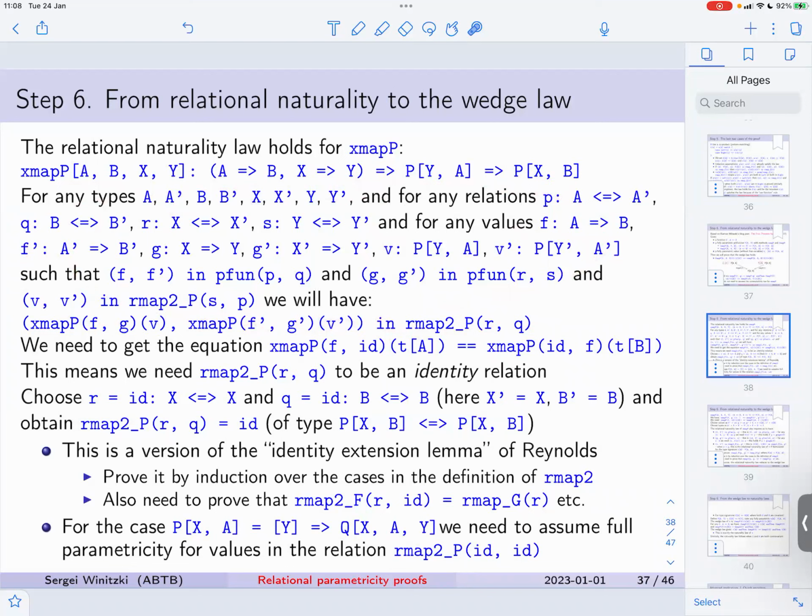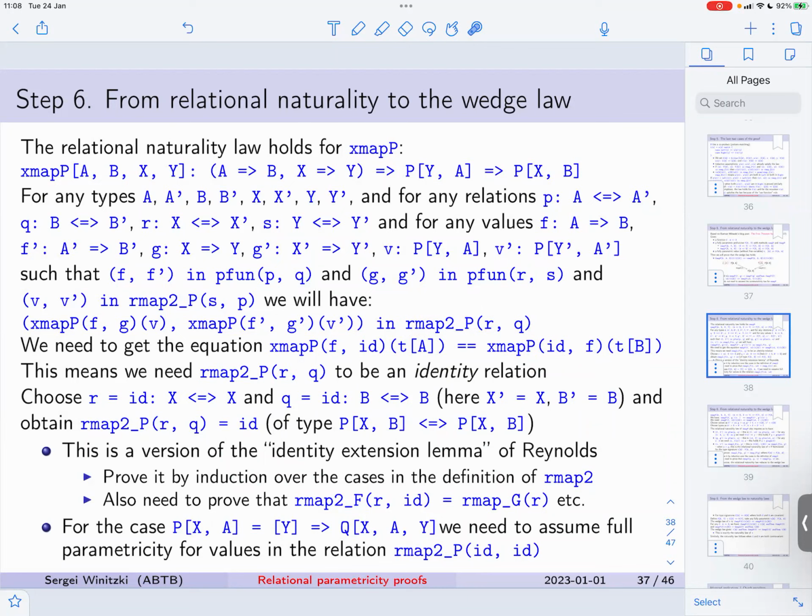What we need is to get the equation from it, this equation. So it means that this last step must be an identity relation. Then we'll get this equation from it somehow. We will certainly need to substitute f, g, f prime, g prime, v, and v prime in specific ways so that we reproduce these values here, which is what we're going to do now.